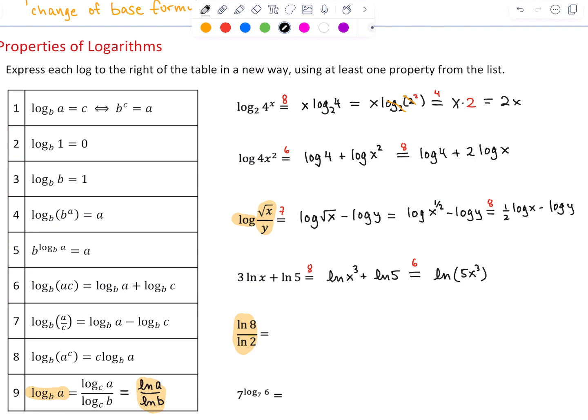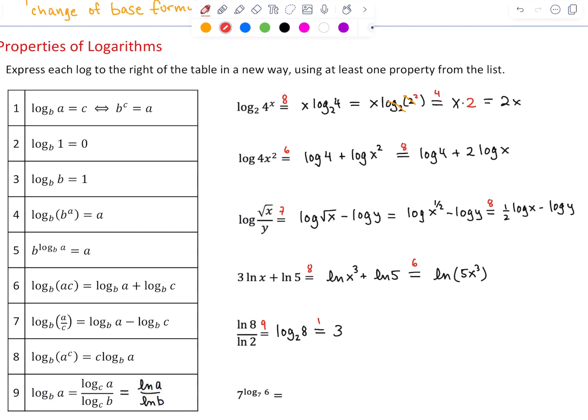So this will become a new log, no longer a natural log. This argument 2 will become the base of this logarithm, and this argument 8 will become the argument of my new log. And this was property 9. And now that I've done this, I can simplify log base 2 of 8, so this logarithm produces 3.